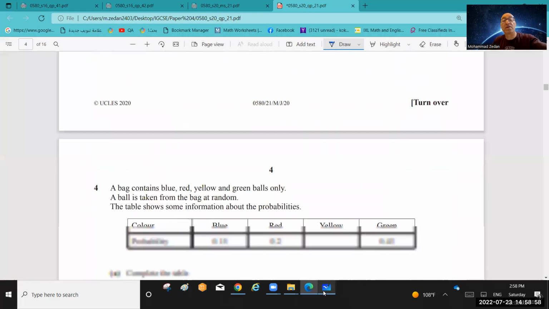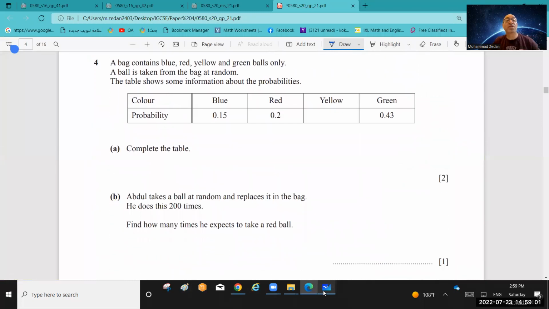This question, we solved it already. This question: a bag contains blue, red, yellow, and green balls. Only one ball is taken from the bag at random. The table shows some information about the probabilities. These are all the outcomes, and the sum of all the outcomes must be 1. So you can find the probability of yellow as 1 minus the sum of the other given probabilities, 0.15 plus 0.2 plus 0.43. You will get the answer as 0.22. This is the probability for the drawn ball to be yellow.